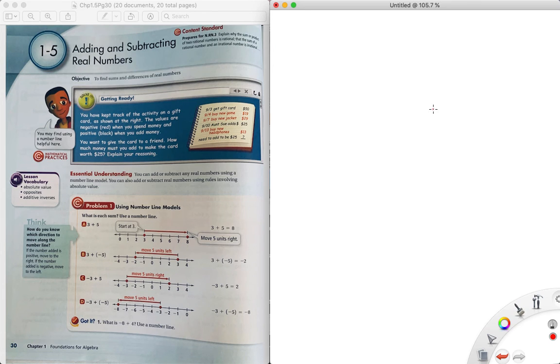Okay, so this is Algebra 1, Semester 1, lecture on Sections Chapter 1.5, 1.6, and 1.7. So 1.5 deals with adding and subtracting real numbers.